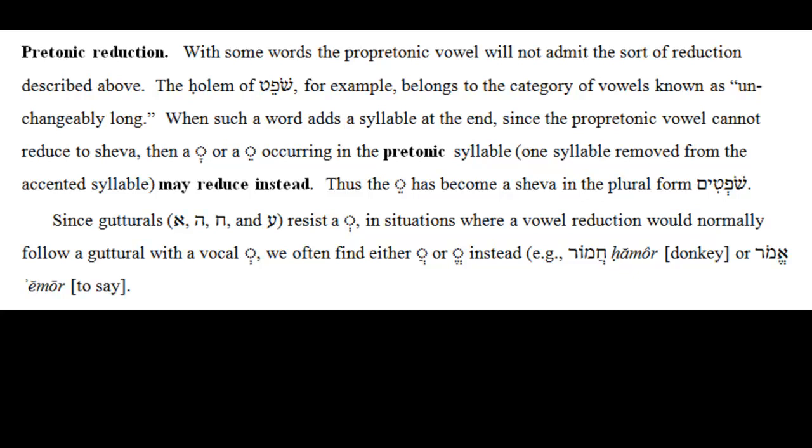Now, the gutturals, aleph, he, chet, and ayin, routinely prefer not to employ a shava. So in those situations when we would expect a vocal shava to follow a guttural due to this sort of reduction, we find instead generally a hatef patach or a hatef segol. That is what's taking place in the words chamor and emor.